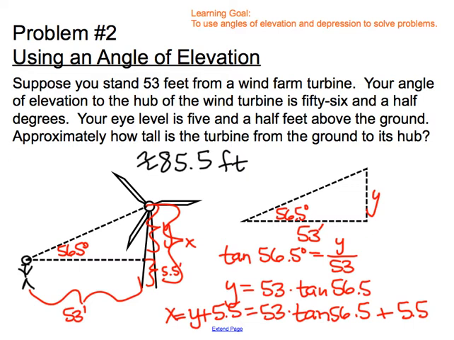Now be very careful. I would imagine some people out there are getting the answer 99.7. If you're getting the answer 99.7, what you're doing is forgetting to close the parentheses around the angle. So make sure that you've closed those parentheses. We want 53 times the tangent of 56.5 degrees, close the parentheses, plus 5.5. And then you should see that it's about 85.5 feet.